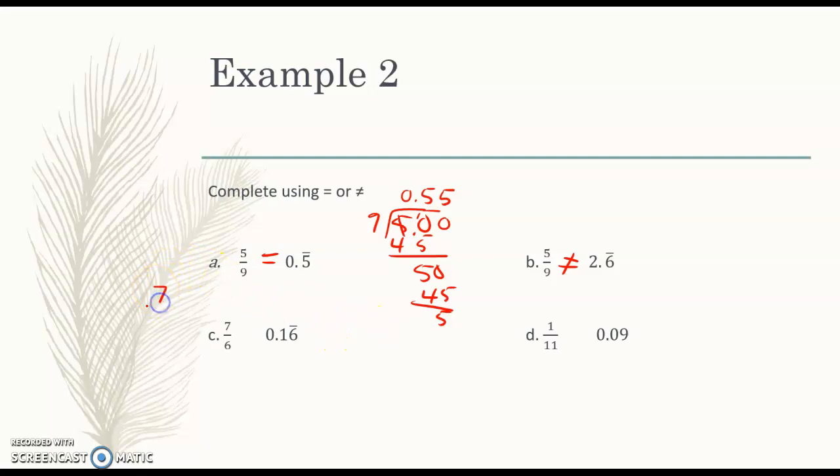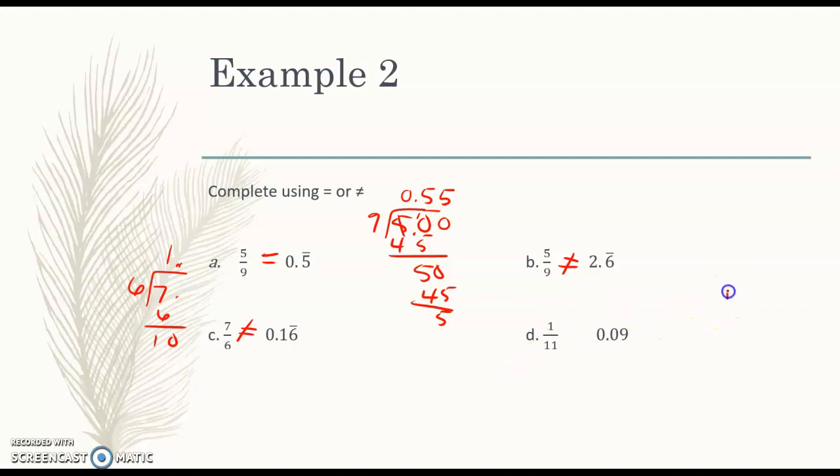All right, so now we're at 7/6. So I'm going to do 7 divided by 6. 6 goes into 7 once. Subtract, we get a 1. Now here's the thing. I'm comparing this to 0.16 repeating. So at this point in time, I can stop because I'm at 1 point, and I already know that we are not equal to 0.16 repeating. I may end up getting 1/6 repeating, but it's not 0.16 repeating. So that makes it a not equal.